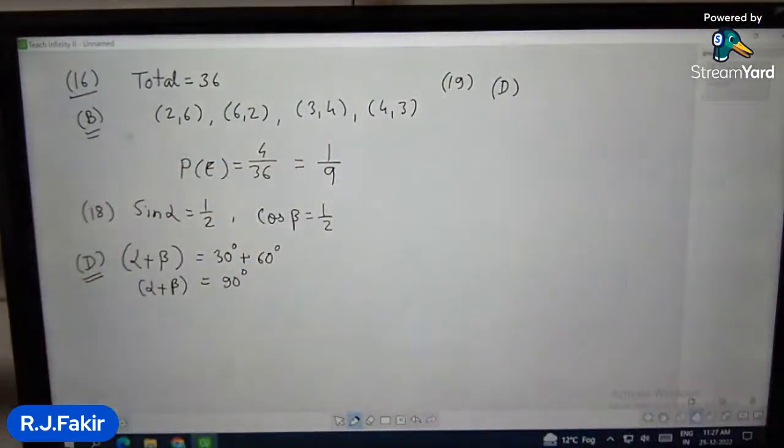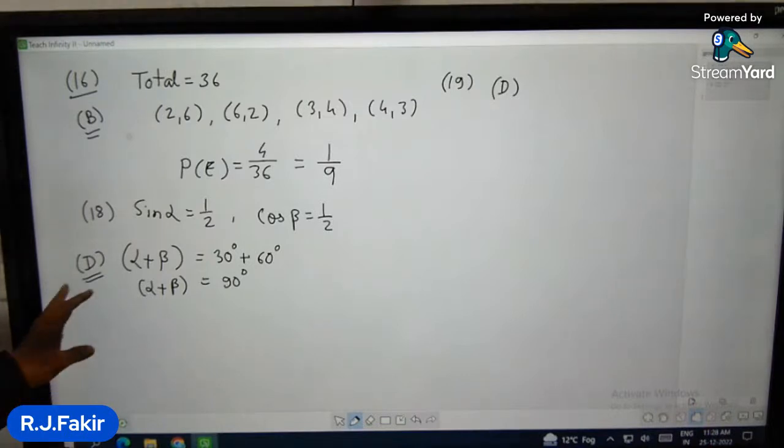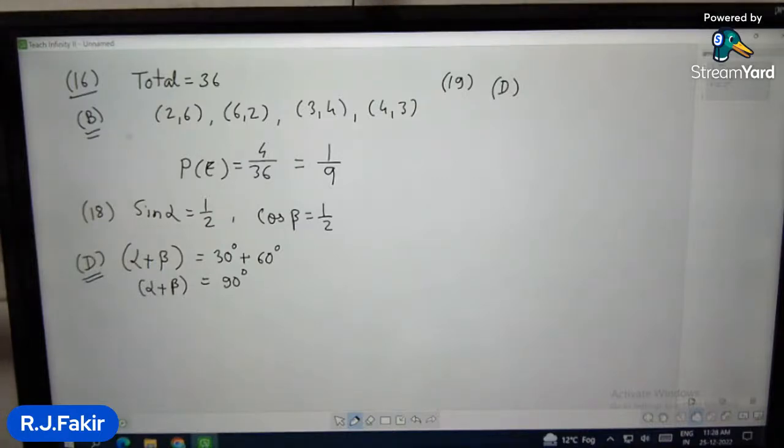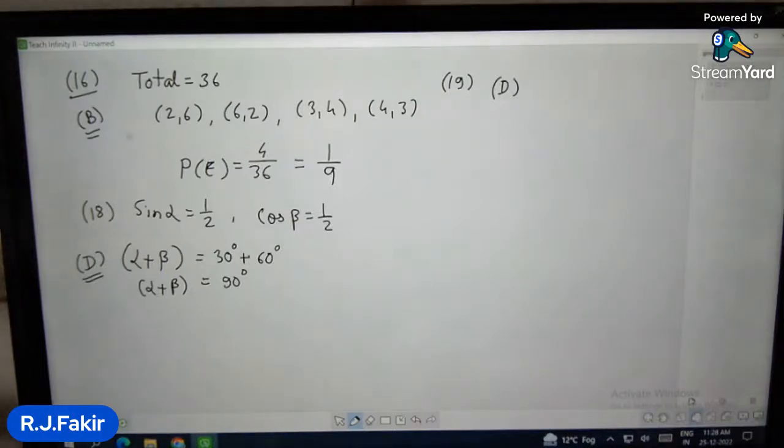Also for this section, I will advise you to go through your NCERT book, specifically the solved questions, then the value table, like 30, 45, 60 degree angles, the trigonometric ratios, and the relations between the trigonometric ratios, that you learn properly. And I think you will consume very less time if you have this knowledge in hand.